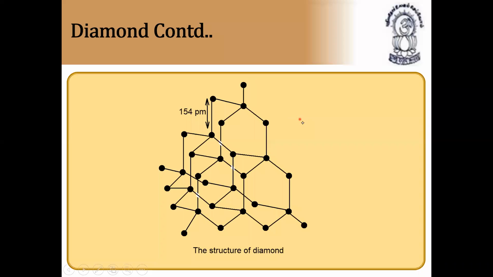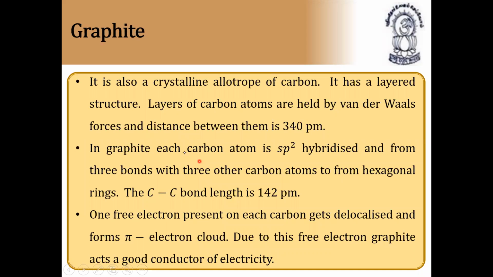Next, continuation. Now let us see graphite. It is also a crystalline allotrope of carbon. This is also very important, graphite and diamond, definitely they'll ask a question based on this. It has a layered structure. Layers of carbon atoms are held by weak van der Waals forces, and the distance between them is 340 picometers, from one layer to another. Layer distance, 340 picometers.